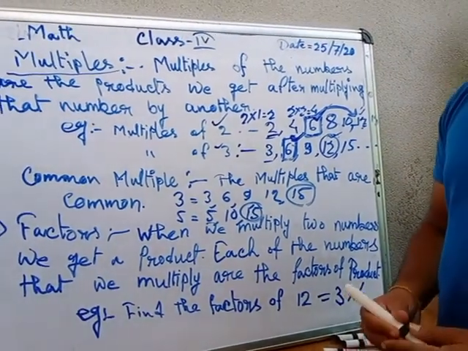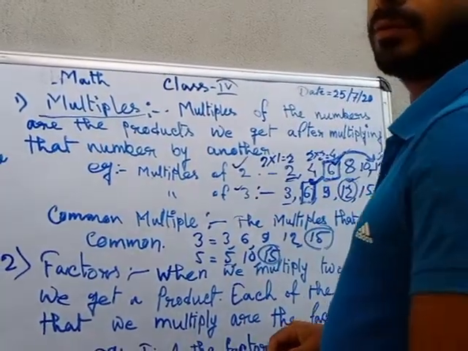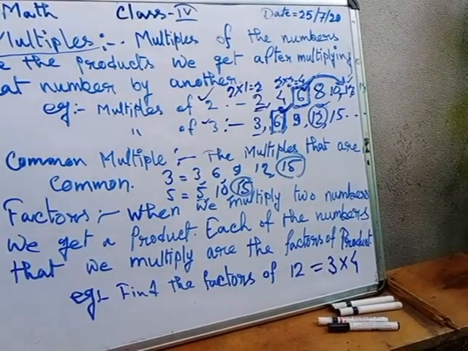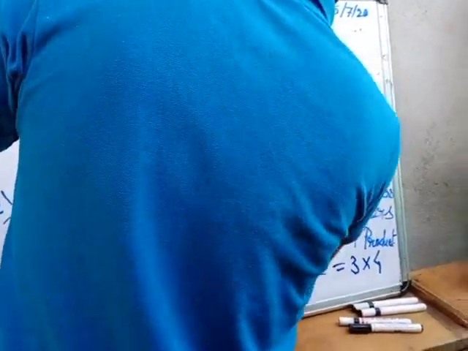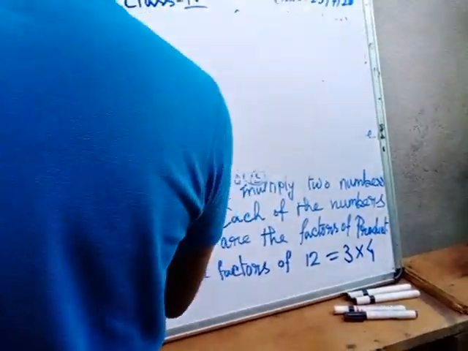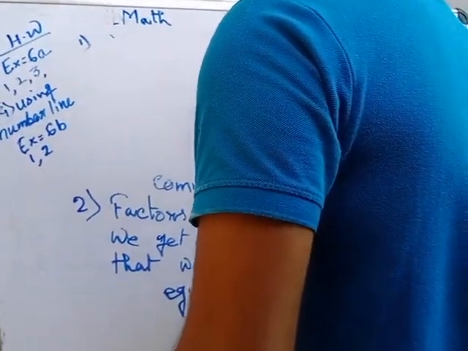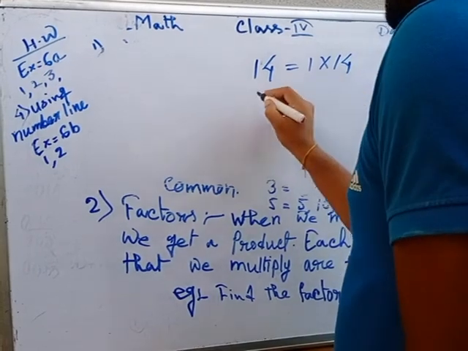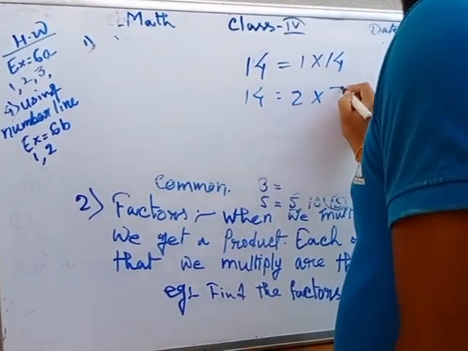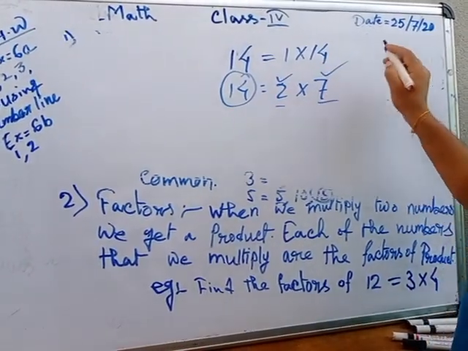That means a factor is a number we multiply to get a product. Suppose the number 14. The factors of 14 are 1 and 14, and also 2 multiplied by 7. If 2 multiplied by 7 gives 14, that means 2 and 7 are the factors of 14.